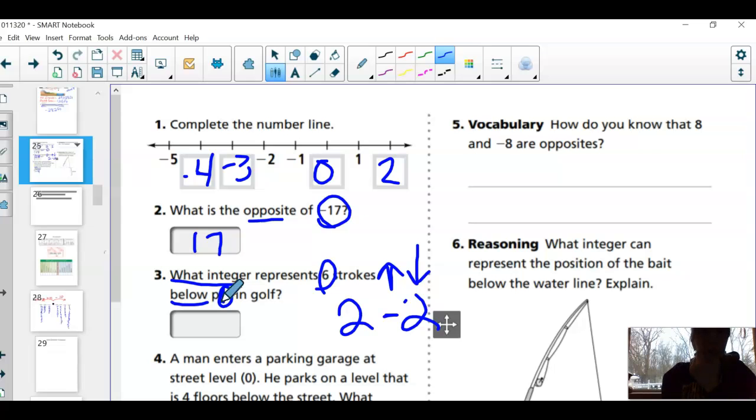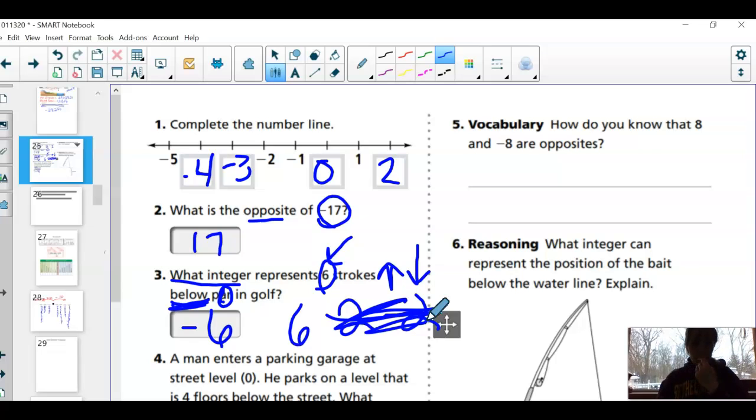If you said 6 is my number, okay, ese es perfecto, and it would be negative because it's below, you were correct. If you said 6, just regular 6, that would be above par, not below.